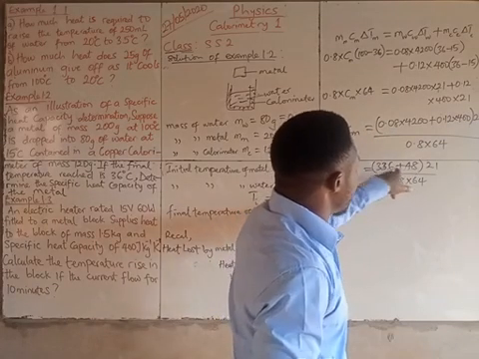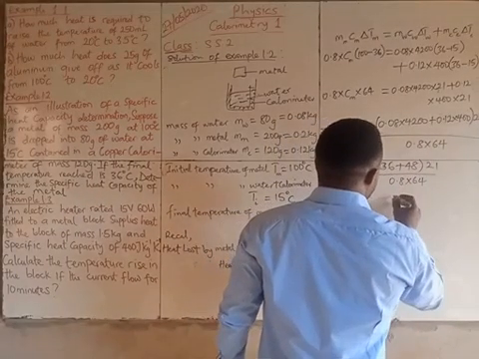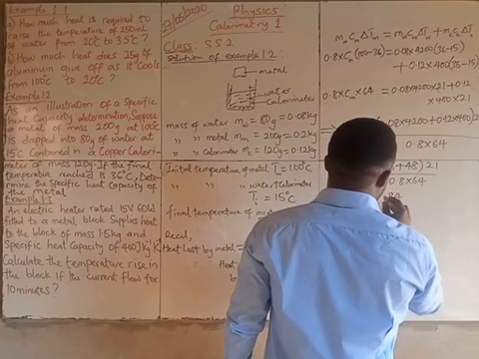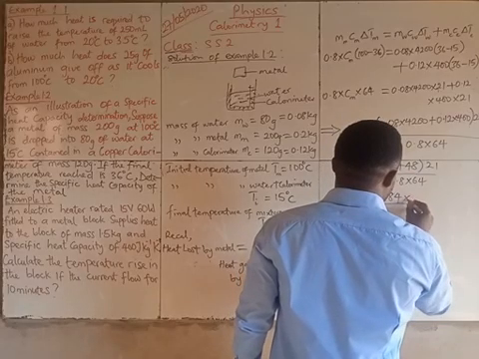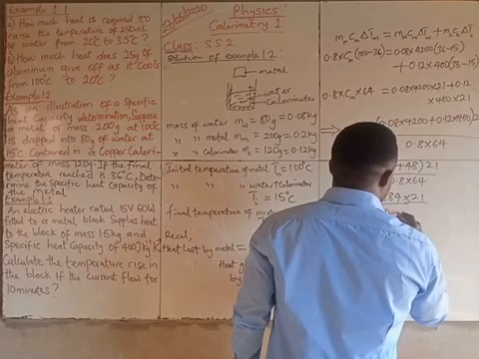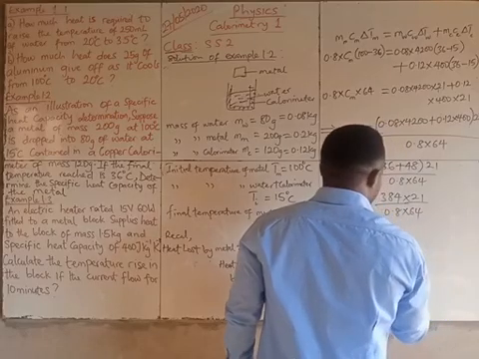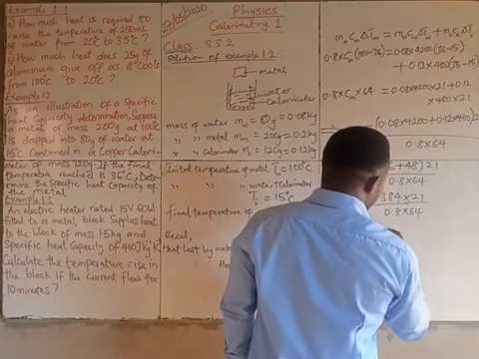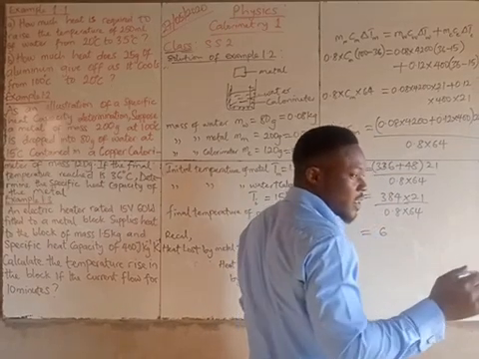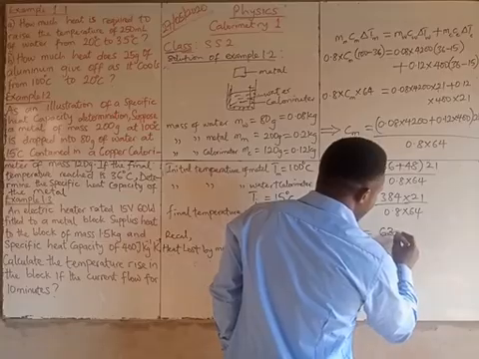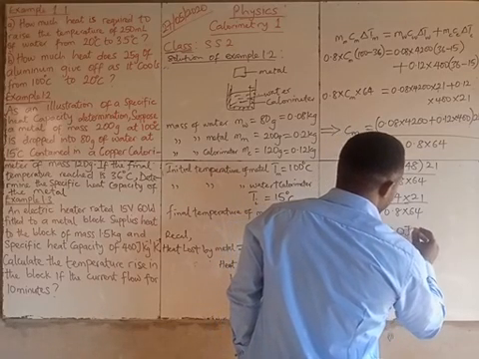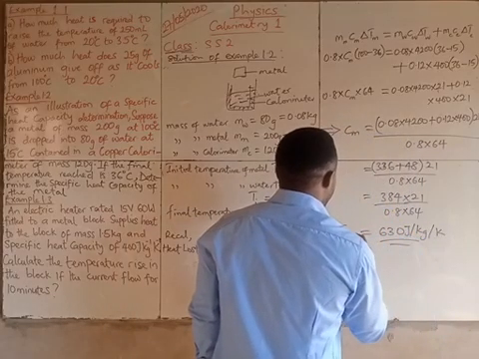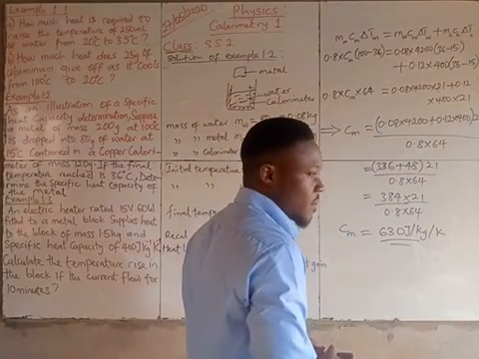336 plus 48, we have 384 all times 21 all over 0.8 times 64. And finally, if you cancel everything, it will give you 630 joule per kilogram per Kelvin, and that is the specific heat capacity of the metal.